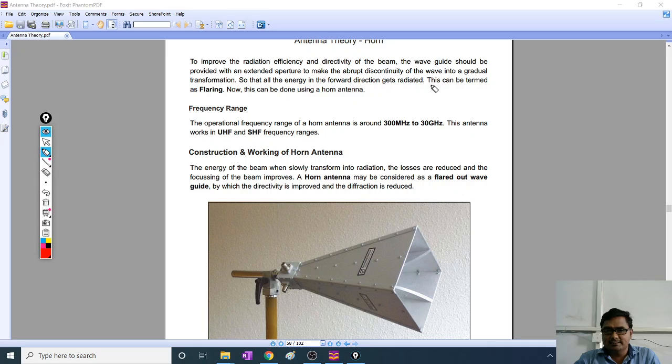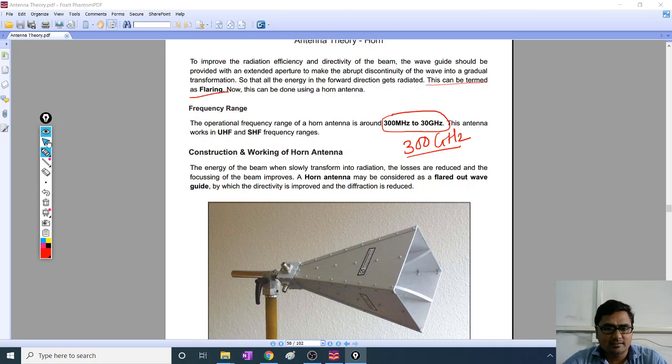Now see, this can be termed as flaring. I told you, flare the mouth of a waveguide and you will get a horn antenna. Right. Now the frequency range is about 30 gigahertz. For a waveguide, how much was it? It was 300 gigahertz. Obviously, a waveguide is a hollow pipe and can work at higher frequencies. Now I am flaring it. If I am flaring the mouth, the aperture, then obviously the operating frequency range will decrease and radiation will increase. It's simple common sense.